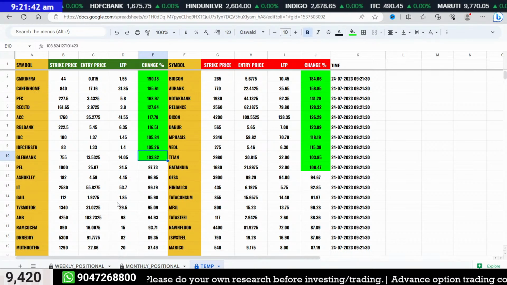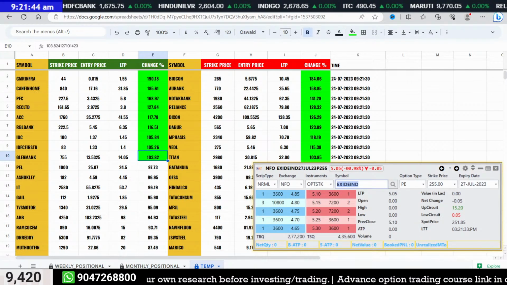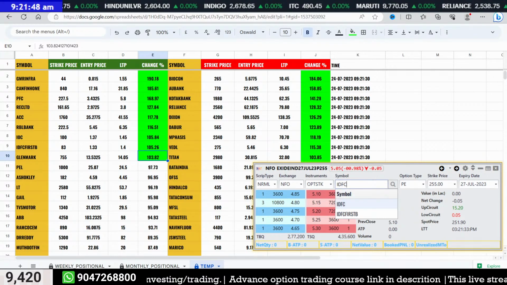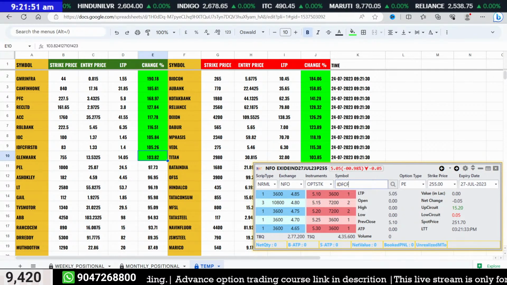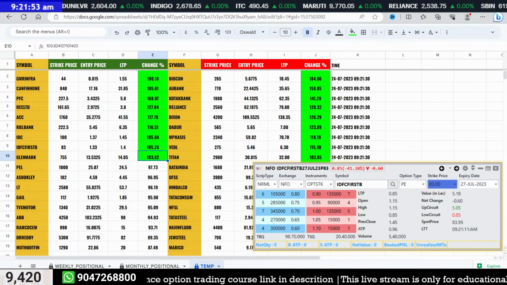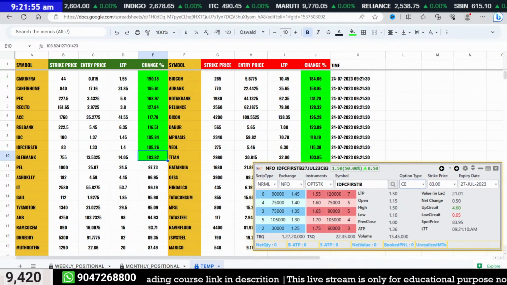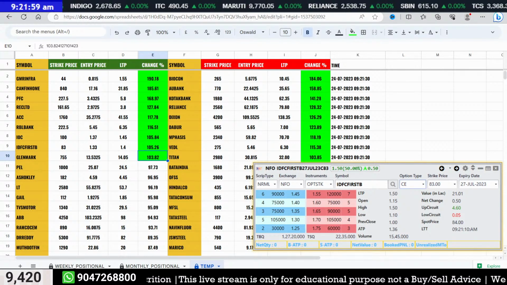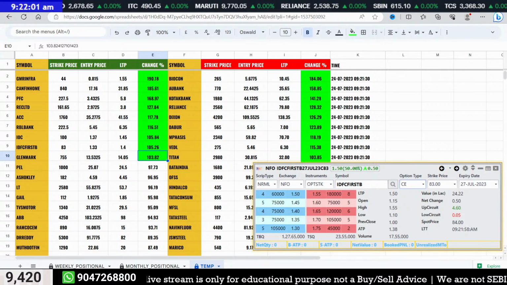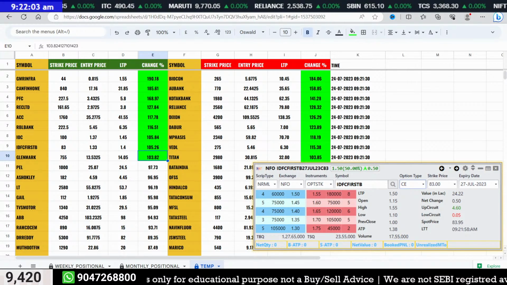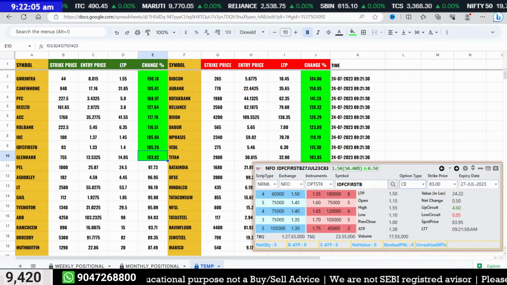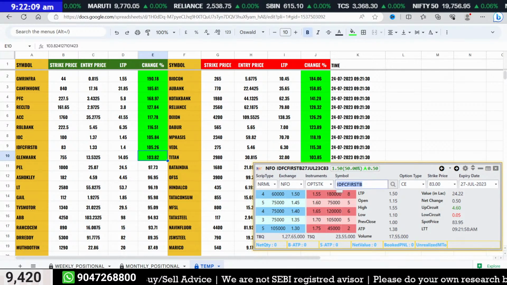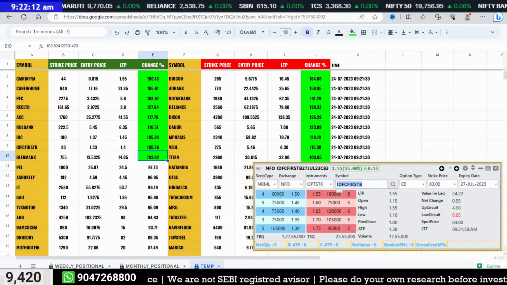IDFC First Bank is at the same price. Look at this, IDFC First Bank 83, the 83 call option is currently 1.5 and 1.3, and 1.4 is our entry. So maybe the lot size is big, I think 15,000 lot size. But the margin for this particular trade is quite high, I think. What is the exact margin required? 77,152.